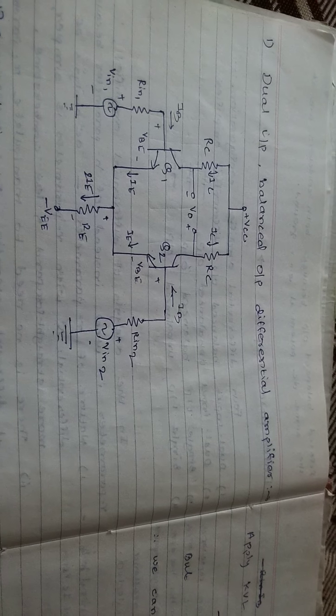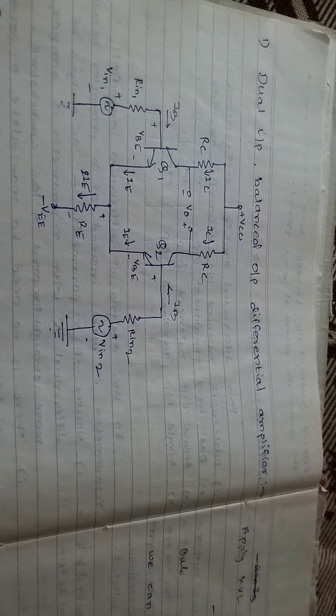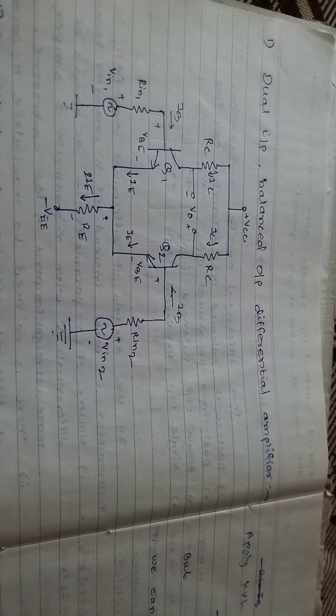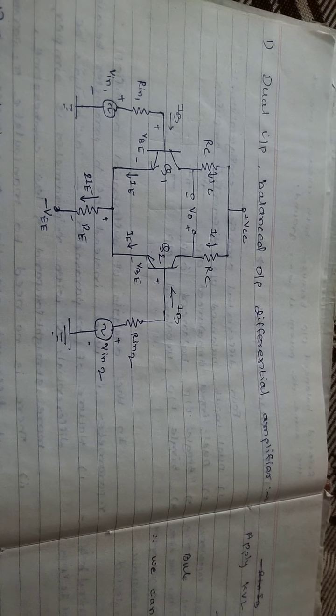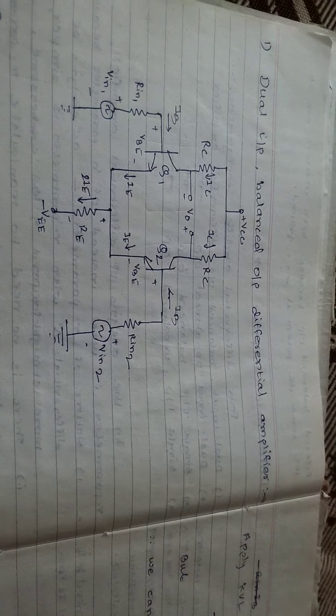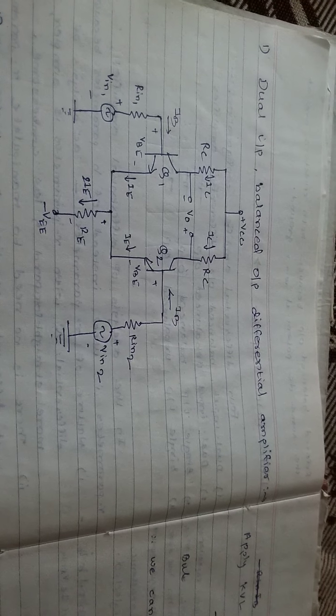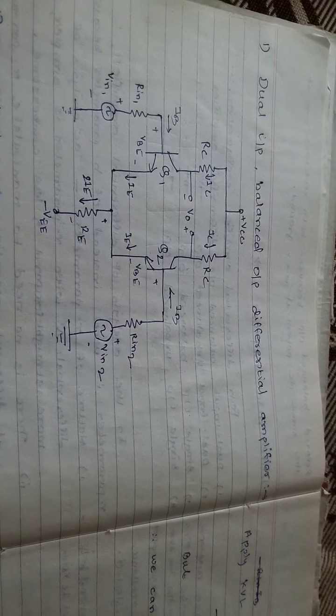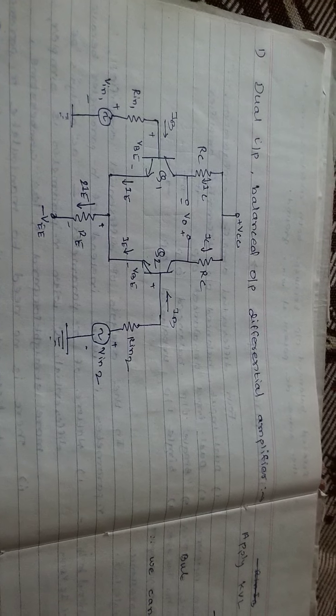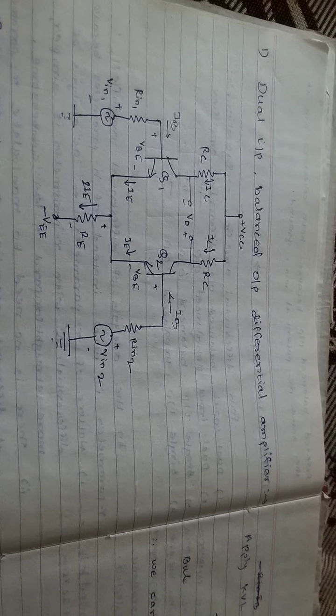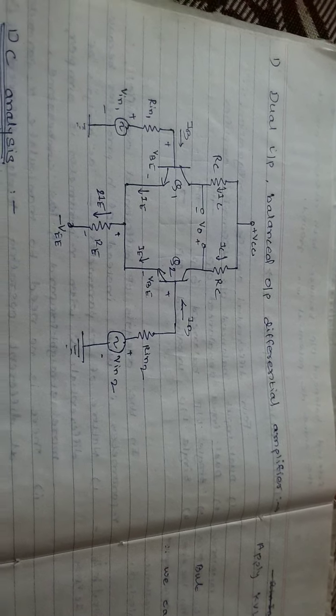Whereas input resistances Rin1 and Rin2 are for these two transistors. Due to that, the current flowing into the bases is IB1 and IB2 for Q1 and Q2. Whereas RE is common, therefore the summation of the two emitter currents is flowing through this emitter resistance.